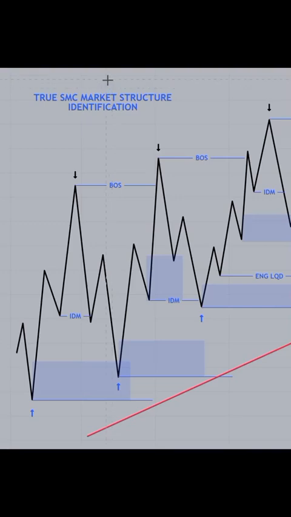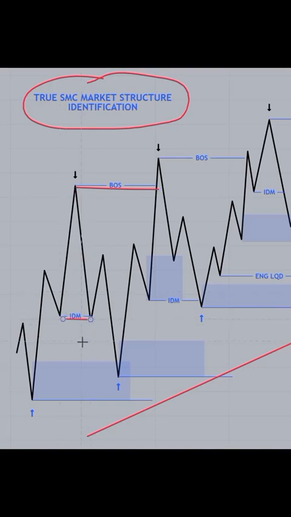First, we will learn how to map market structure using a diagram, so that it becomes easier when we apply it on a real chart. As you can see here on this diagram, we only consider this break after inducement is taken out.